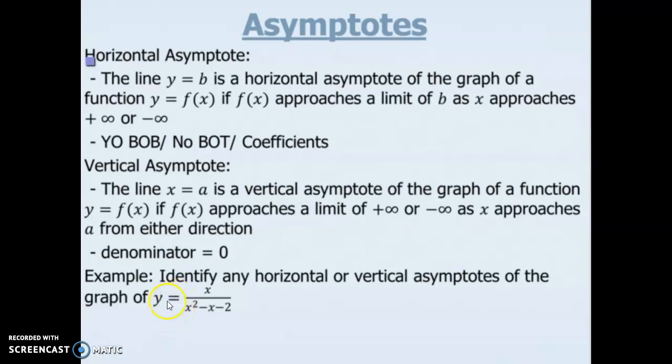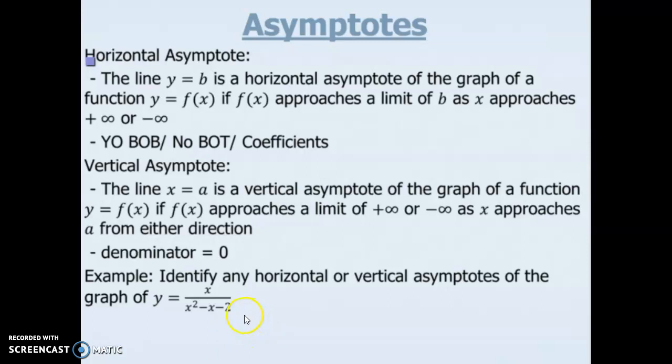So for this problem, I want to identify any horizontal or vertical asymptotes of the graph. The first thing I'm going to do is my horizontal. With your horizontal, you're looking at whether the exponents are bigger on bottom, bigger on top, or the same. My exponent on the top is 1, my exponent on the bottom is 2, so 2 is bigger than 1, so my bottom is bigger. Bigger on bottom, that's Bob. So Yo Bob means that my horizontal asymptote is y equals 0. That's what the Yo part is. So you're just going to write horizontal asymptote y equals 0.